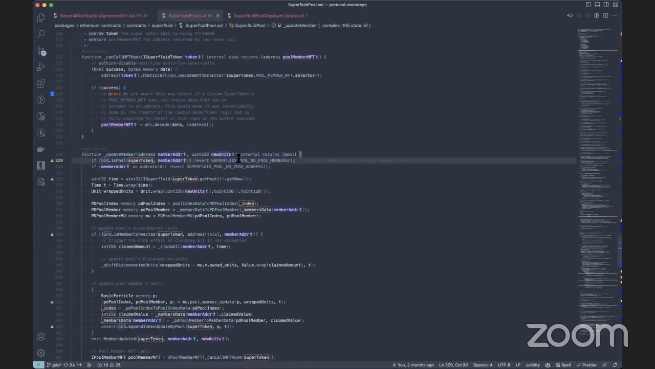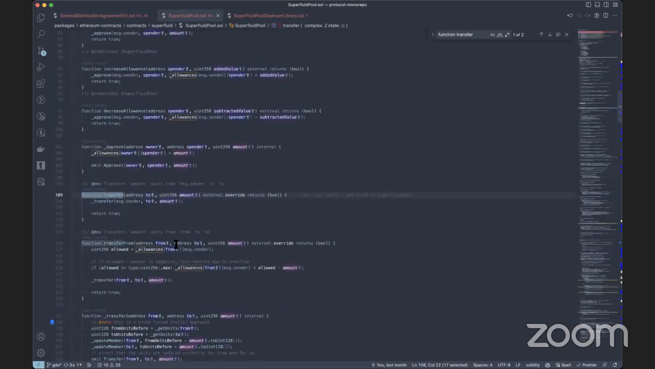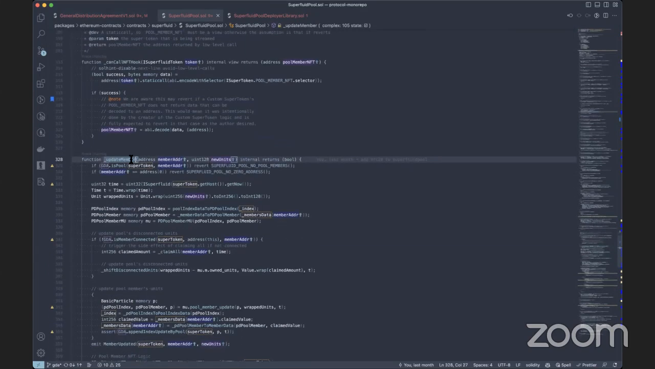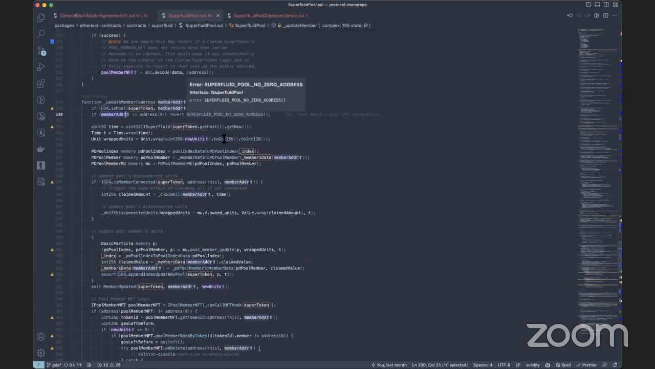Here we check whether the member that they want to assign units to is a pool. One invariant is that you can't give pools units. That should be guarded against in the transfer as well. Yeah, it calls update member, so. And the member address also can't be the zero address. You can't give units to pools, yeah.